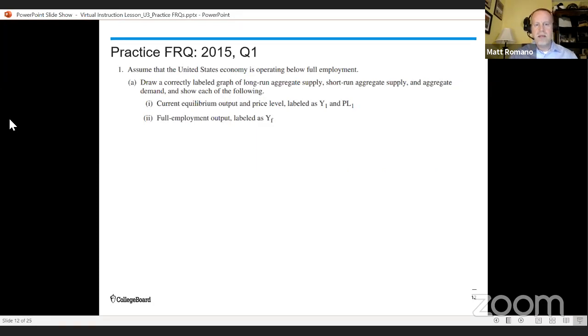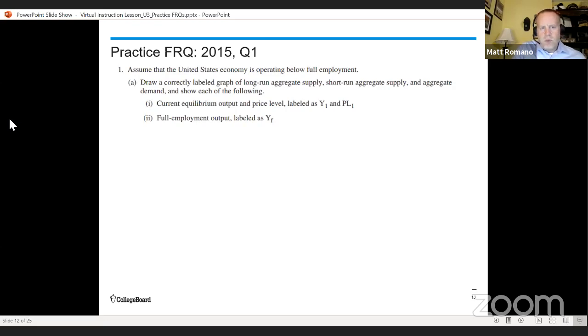So let's jump into question 1A. Draw a correctly labeled graph of the long-run aggregate supply, short-run aggregate supply, and aggregate demand, and show each of the following. Current equilibrium output and price level, labeled as Y1, PL1. Full employment output labeled as YF.